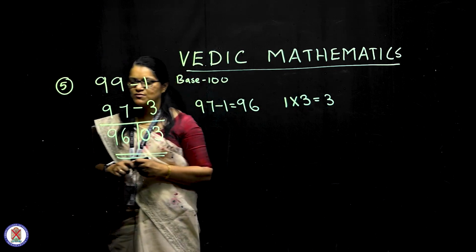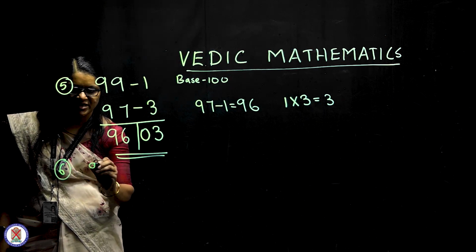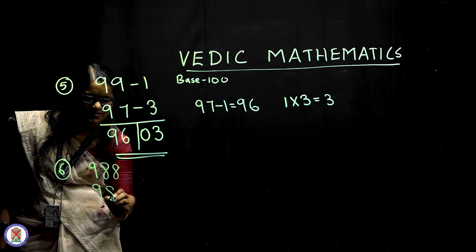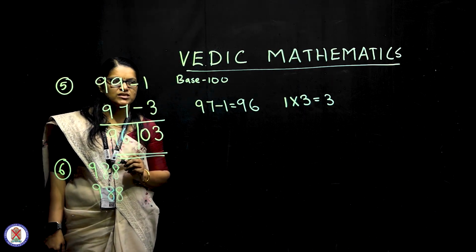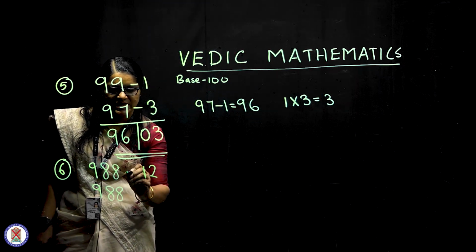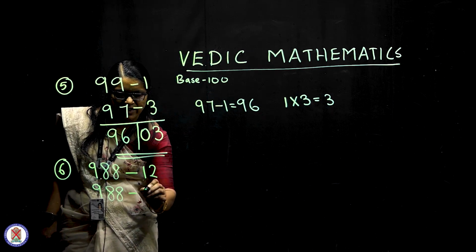Next we will have an example of a 3-digit number. Consider the multiplication of 988 by 988. In this case, the base is 1000. So the deficiency here is 12. Since 988 is less than 1000, we indicate it by a minus sign. Here also minus 12.